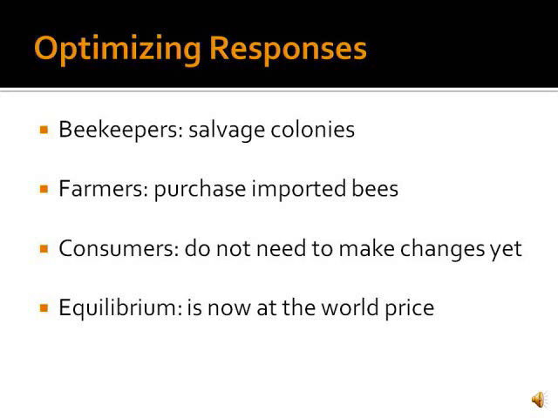When attempting to make the most profit with their resources, beekeepers in the U.S. are salvaging the colonies that remain, and farmers are importing bees from Australia at lower prices. Consumers have not yet felt the impacts due to the high world price for almonds. The new equilibrium for the honeybee market, now that foreign trade has begun, is a slightly smaller quantity demanded and a price that matches the world price for honeybees.